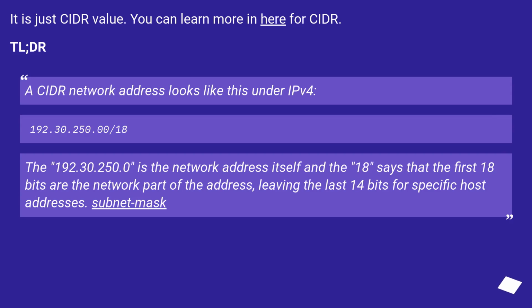It is just a CIDR value. You can learn more in here for CIDR. TL;DR: A CIDR network address looks like this under IPv4: 192.30.250.0/18. The 192.30.250.0 is the network address itself, and the 18 says that the first 18 bits are the network part of the address, leaving the last 14 bits for specific host addresses.